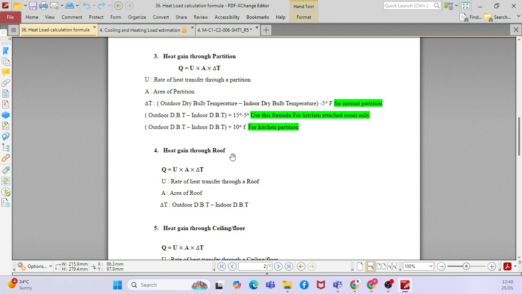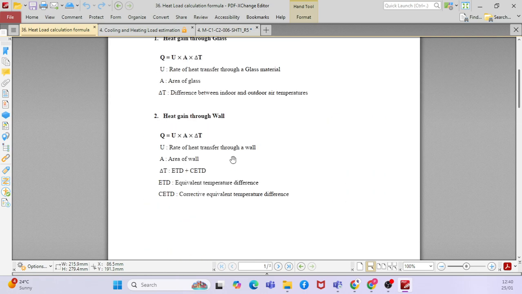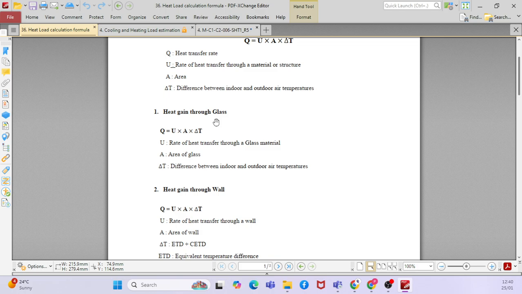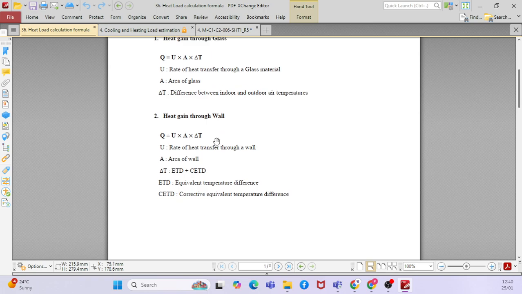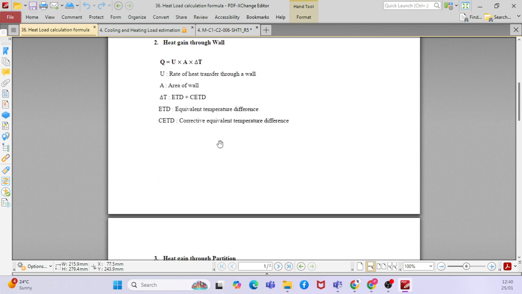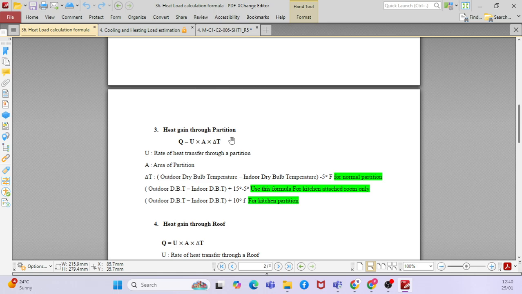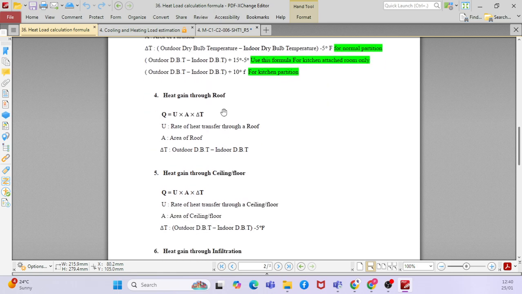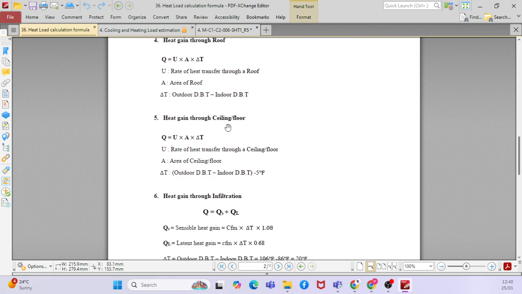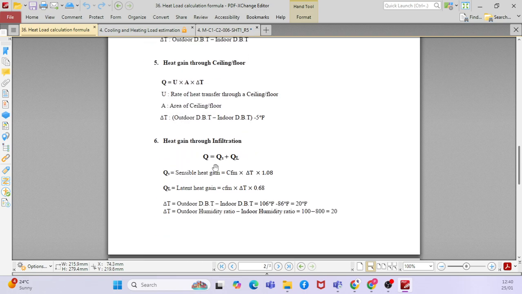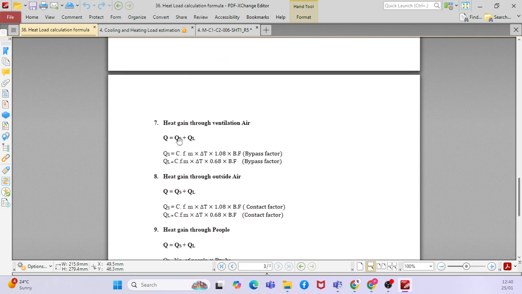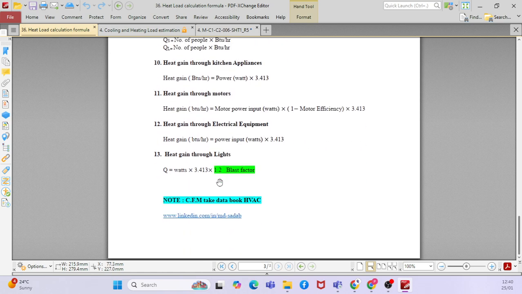When you add all the sensible heat, for example glass, this is sensible heat, and wall, assume you have a sensible heat, and partition, assume you have a sensible heat, then a roof, sensible heat, then a ceiling or floor, you have a sensible heat. Infiltration, you have sensible plus latent. So take sensible, calculate only for sensible load; latent, keep it separate to calculate latent load. Similarly here, sensible goes in the sensible load, latent goes in the latent load. Do all the things similarly, then you will be able to get what is the sensible load and what is the latent load.